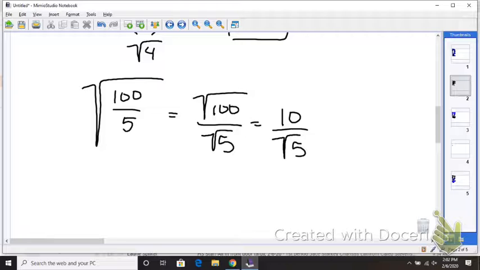So now from here on, I want you guys to rationalize this denominator. Multiply the top and the bottom by the denominator in the bottom.